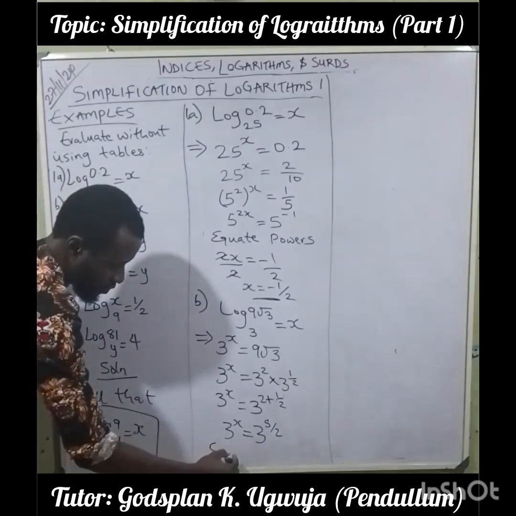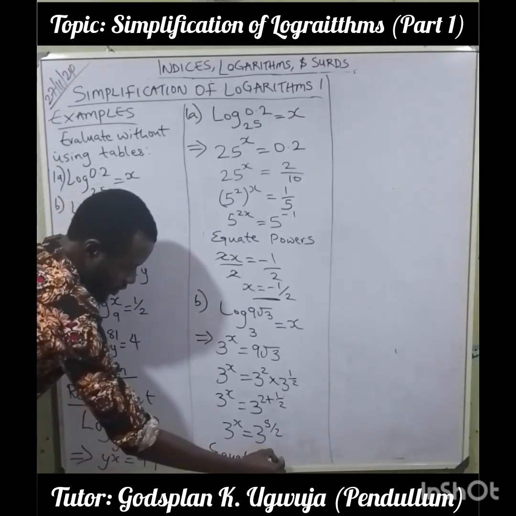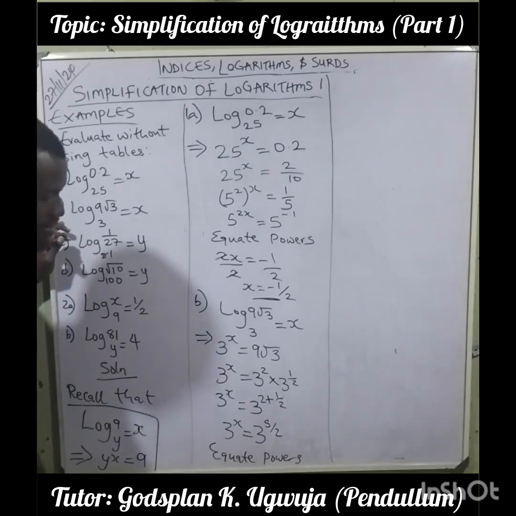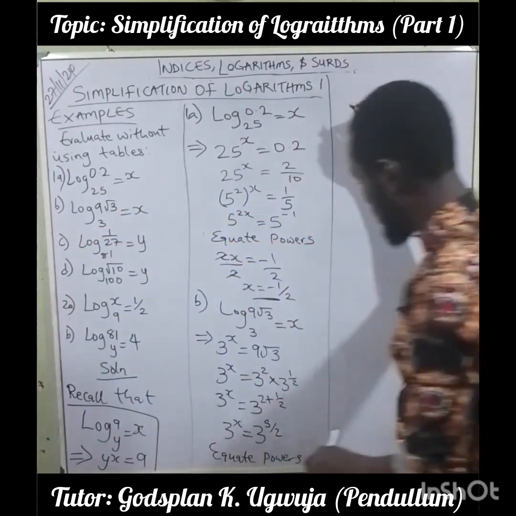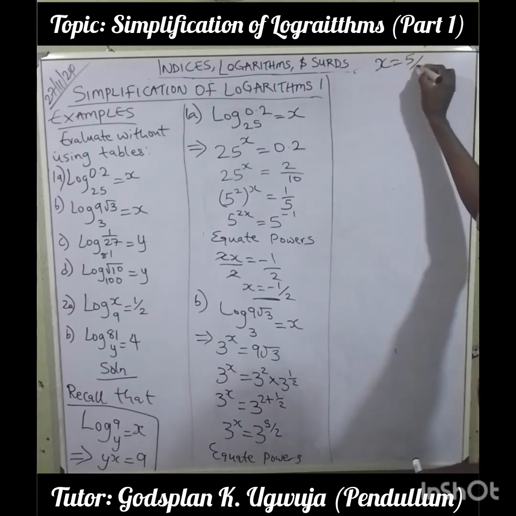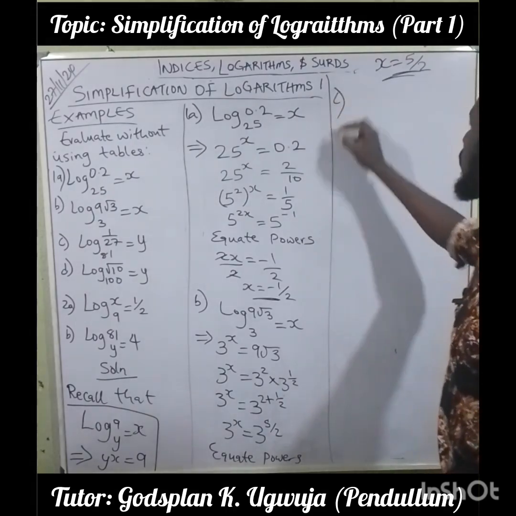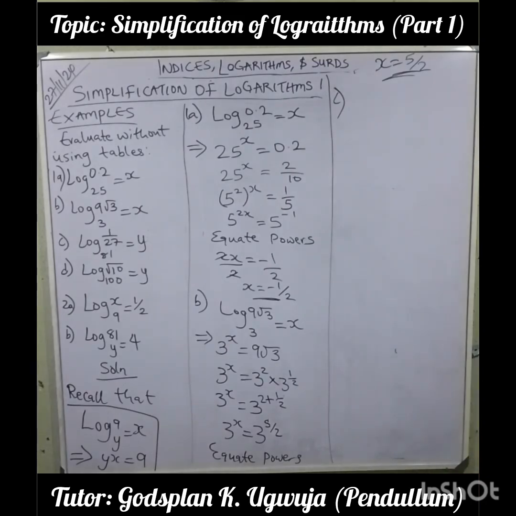Now here, we're going to equate powers again. The bases are the same, so we equate powers. And we have basically that x is equal to 5 over 2. So this is as simple as this. x is equal to 5 over 2. So you can see that this is actually not so difficult once you're able to convert to indices. I want to do a lot of examples so that you see it. But if you're able to convert to indices, then you basically don't have any problems.